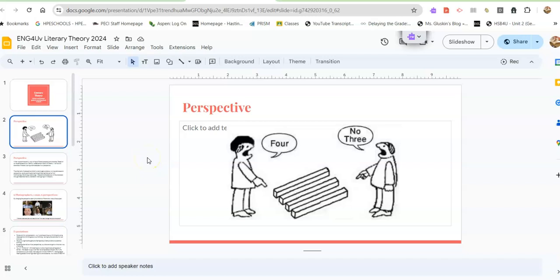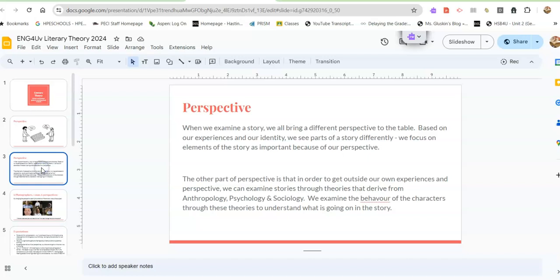Have you ever had a conversation with somebody about something that you're doing in class, and they are looking at something completely different and you never saw it that way? That's what we're going to do, only we're going to take on those different perspectives. So what is perspective? Perspective is seeing parts of the story differently, in that we're going to focus on elements of the story because the perspective or the lens that we're looking at causes us to do that.